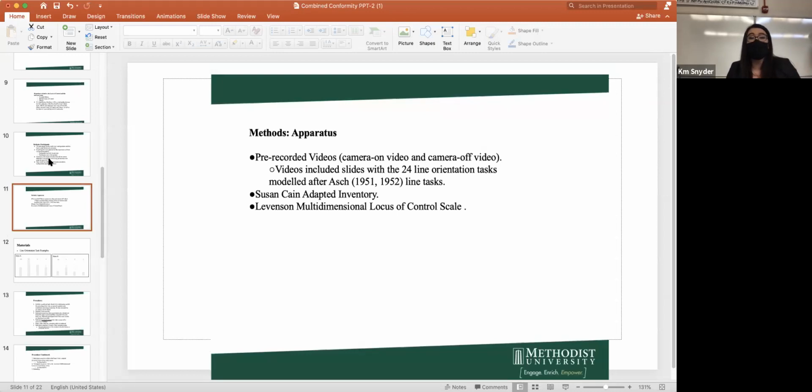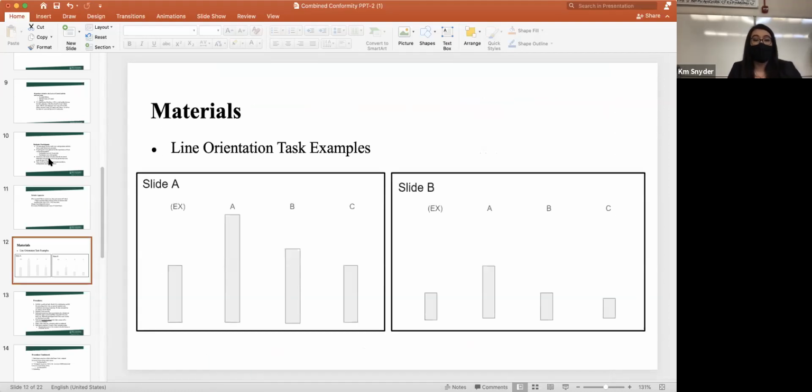Continued. Materials were pre-recorded videos with the camera on and camera off. Videos included slides with 24 line orientation tasks modeled after the Asch line tasks. For our surveys, we used the Susan Cain adapted inventory and the Levenson Multidimensional Locus of Control Scale. And these were our line orientation task examples that we used for our experiment.